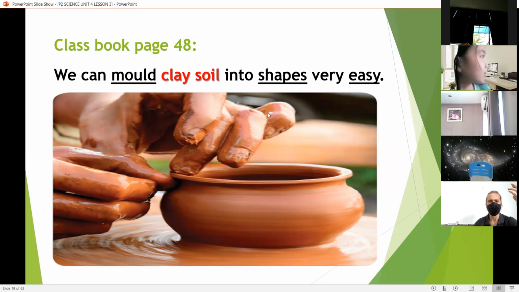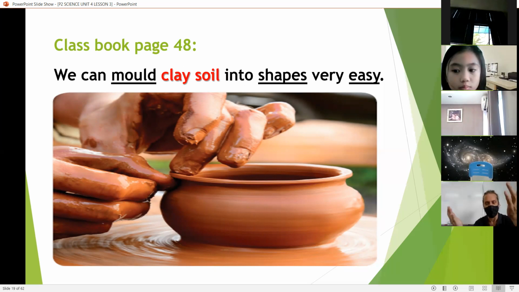Clay soil you can make into different shapes. Very easy. You can make clay soil into a bowl or a cup or a plate. Many bowls, plates, and cups are made of clay. Ceramics. Plates and bowls are made of ceramics.